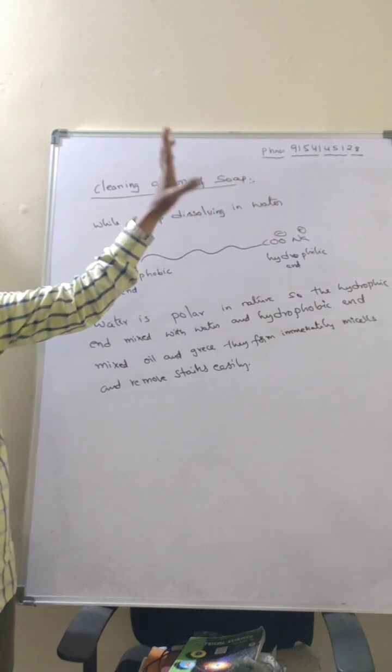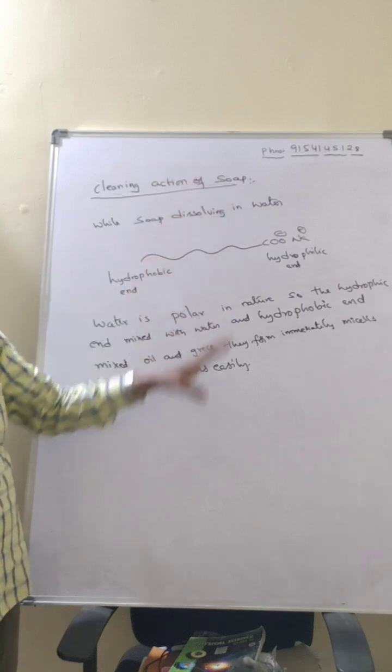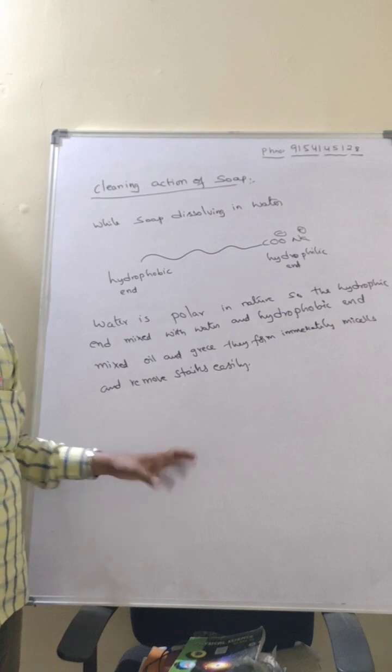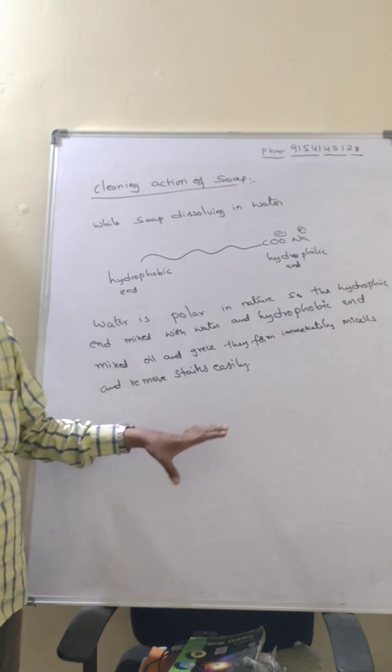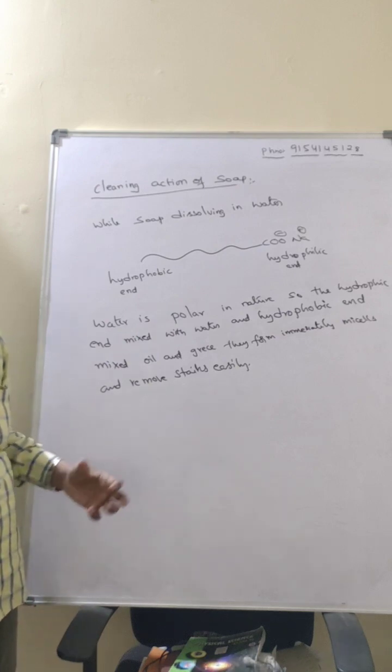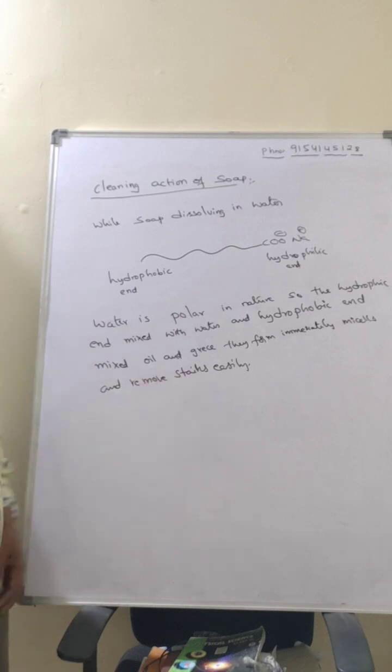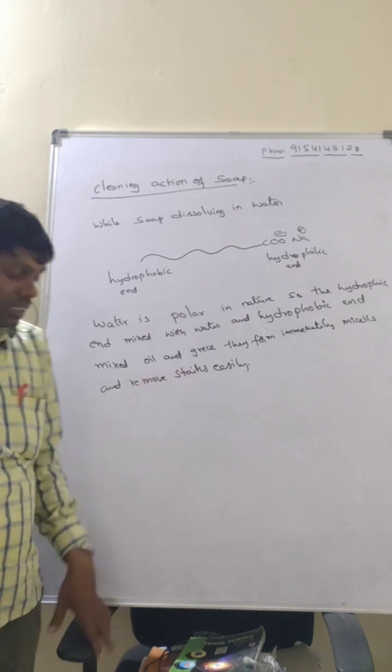The oil and grease are collected together at the bottom of the bowl. In the utensils we use, the black spots that are found are the grease and oil aggregated together, which is called a micelle. This is the working action of soap.